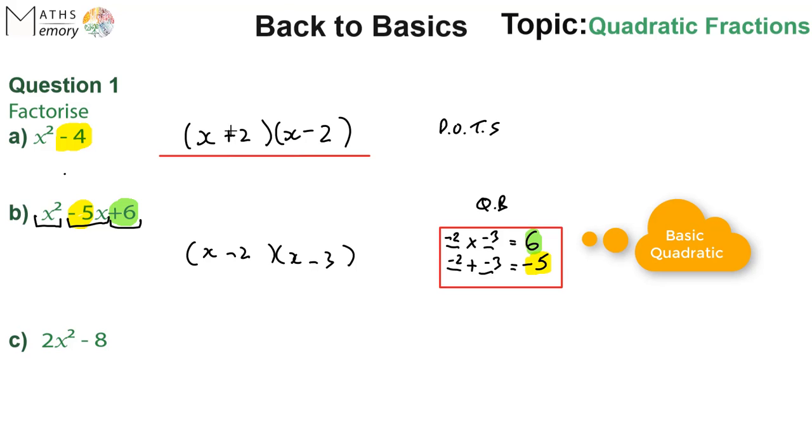So let's look at part C. So part C, 2x squared minus 8. So what could we do over here? So let's try to use dots. Can we do that? No.